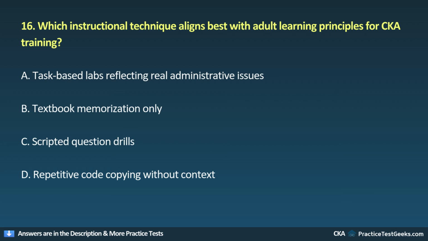16. Which instructional technique aligns best with adult learning principles for CKA training? A. Task-based labs reflecting real administrative issues. B. Textbook memorization only. C. Scripted question drills. D. Repetitive code copying without context.